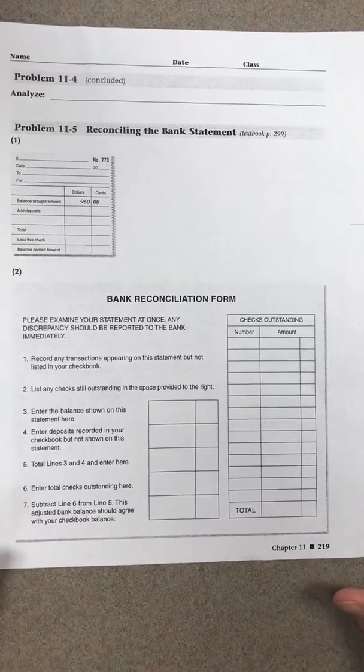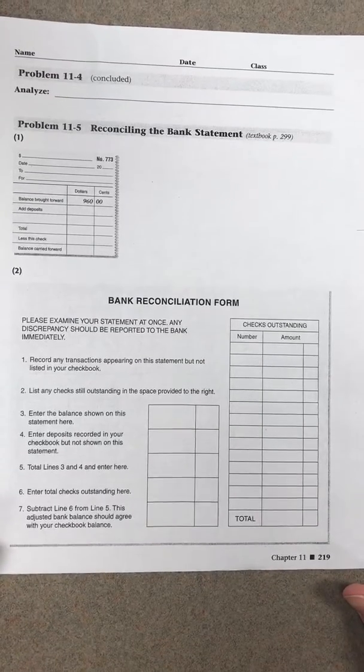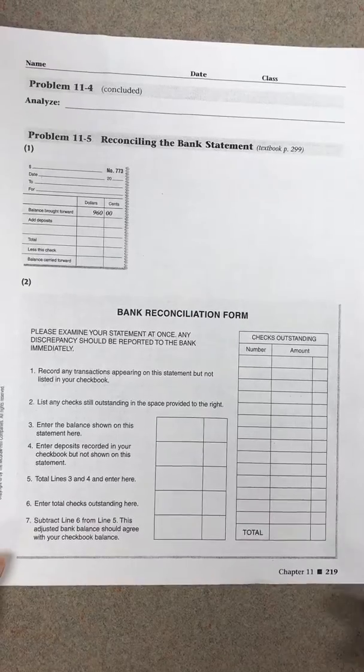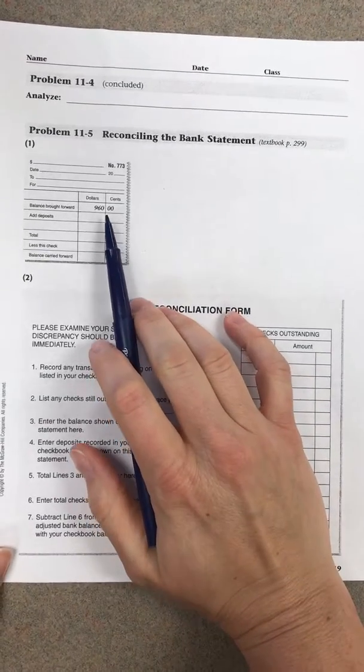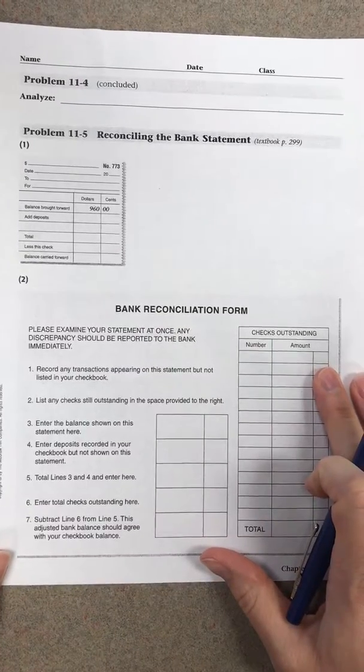Okay, let's talk about reconciliation. Again, you're going to need to refer to the image that is in Canvas that is going to help with this video. Okay, so here we have a check stub with a balance of $960. And here we have a reconciliation form.